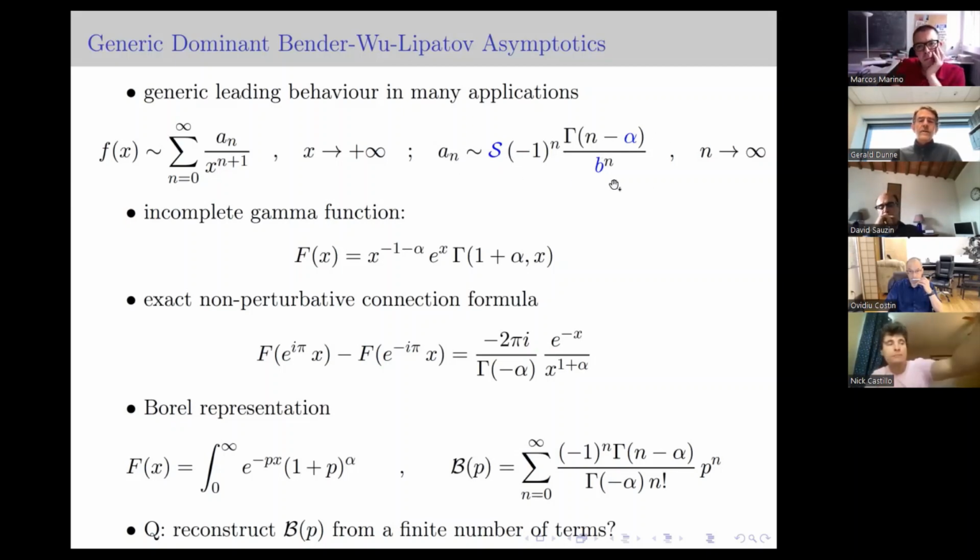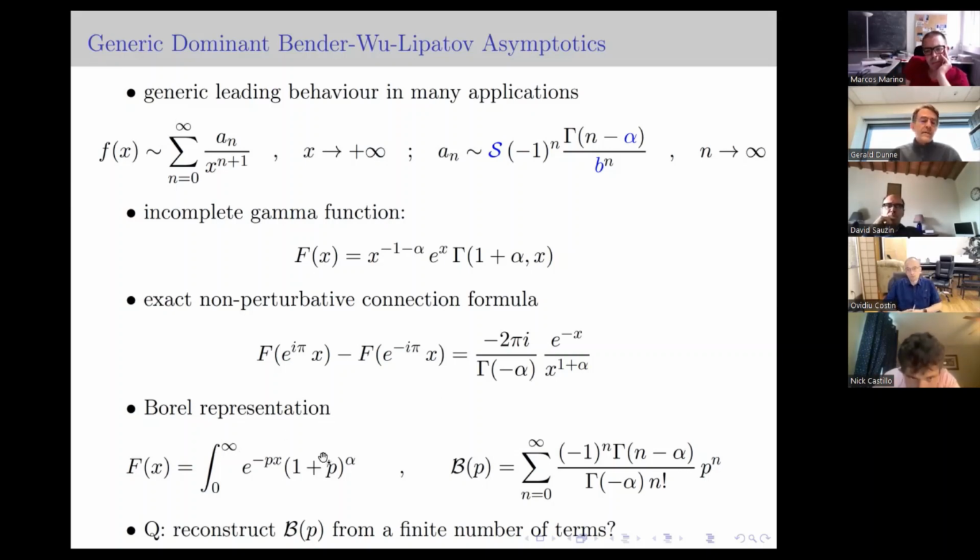This, of course, is a very explicit problem in mathematics. This is the one that Euler was first studying. It's the incomplete gamma function. This is just the coefficients of the expansion of the incomplete gamma function. I can scale b to 1 very simply just by rescaling x. Now this function has an exact non-perturbative connection formula: if we rotate x this way by pi or this way by pi, there's a difference that is exponentially suppressed. So this is an exact non-perturbative connection formula.